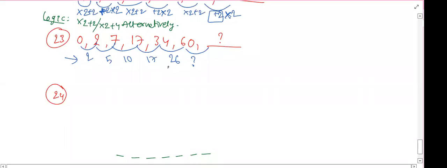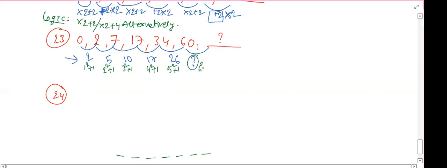Maybe 26 is having one, sir. 5 squared is 25, plus 1. 17 is 4 squared plus 1, matching. 10 is 3 squared plus 1. 5 is 2 squared plus 1. 2 is 1 squared plus 1. Okay, matching. So now you can tell this question mark.